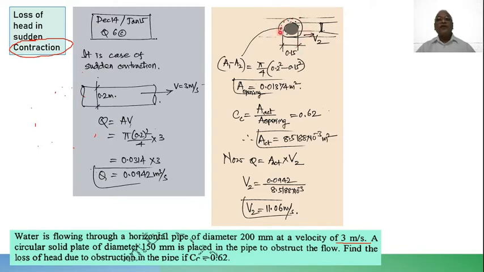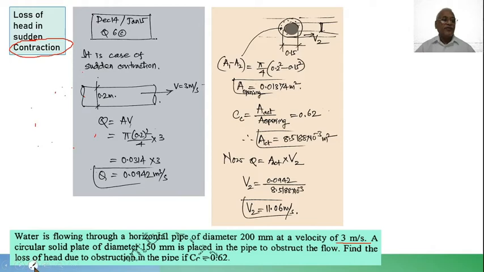The outside diameter is 0.2, the inside obstruction is 0.15. The actual area through which the flow is occurring is A1 minus A2, that is to say pi d squared by 4 minus pi d squared by 4. That comes out to be an opening area of 0.01374 meters square.